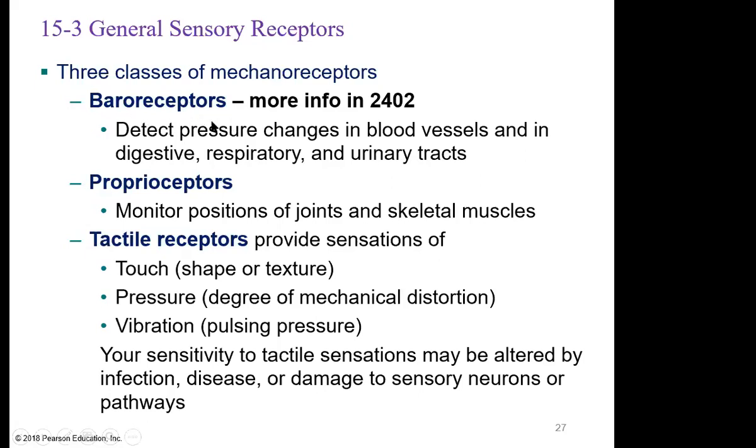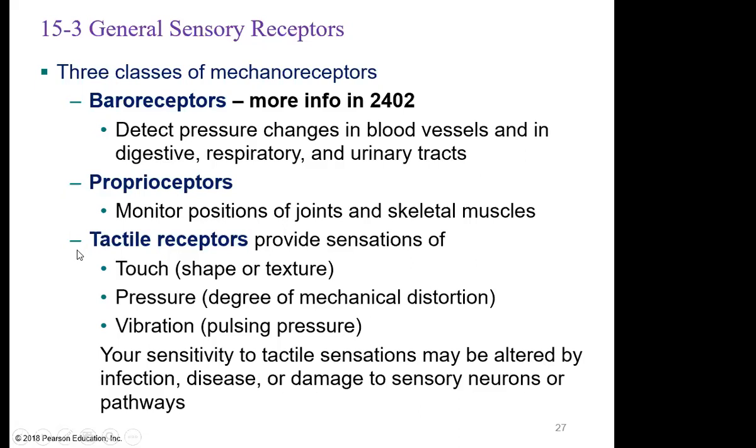Baroreceptors, what you want to know about those is they detect pressure changes. Pressure changes are very important, especially when it comes to cardiovascular, right? We all know how important blood pressure is. So baroreceptors help us detect pressure changes in various parts of the body, not just cardiovascular. Proprioceptors, as I said earlier, are going to monitor the positions of joints and skeletal muscles. And then tactile receptors. These are the ones that you became familiar with from the integumentary system.